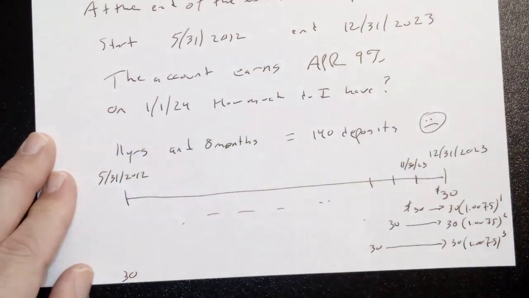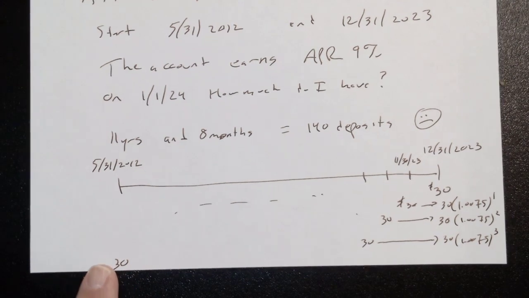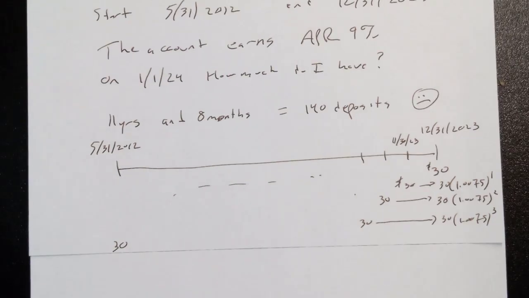Okay, wait a minute. What about this one? All the way back in May of 2012. Count carefully. We made 140 deposits, right? But the last one earned 0 interest. So the first one will have earned 139 months instead of 140.